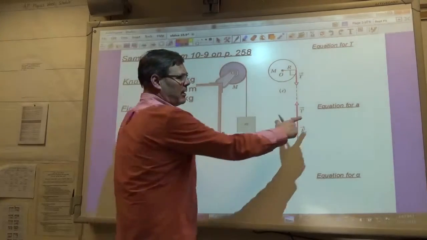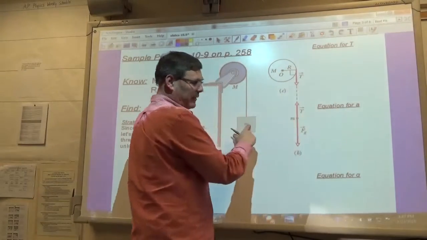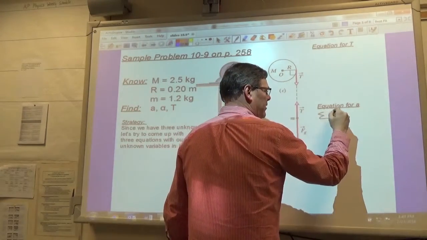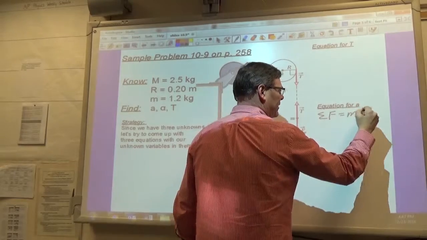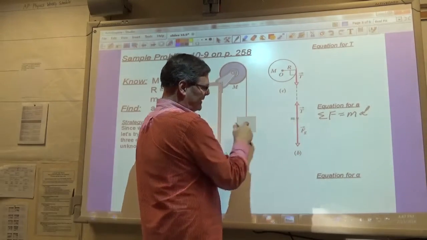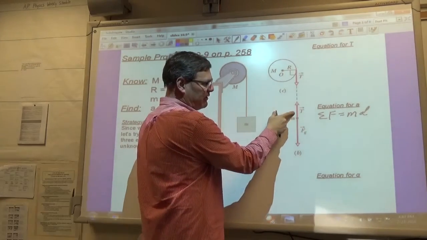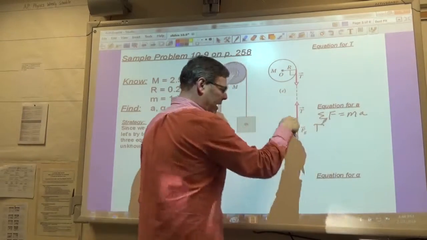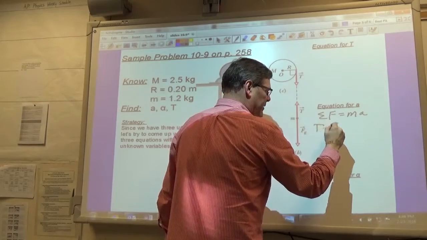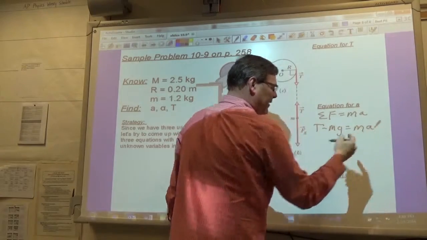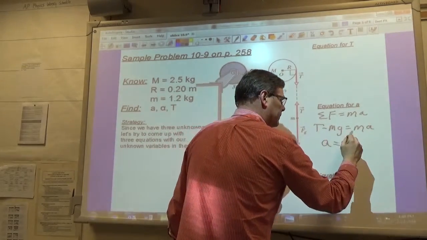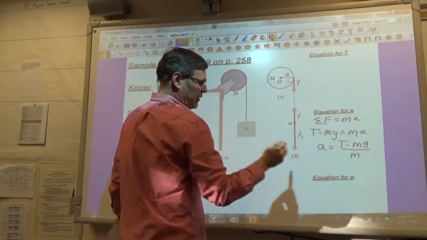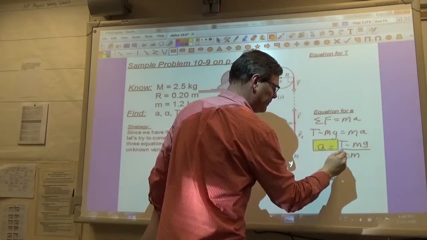So let's first try and come up with an equation for the acceleration of the falling mass. So I'm going to use Newton's second law. The sum of the forces is equal to mass times acceleration. And there's two forces acting on little m. There's the tension in the string upward, which I'll call the positive direction, and the weight, which is downward in the negative direction. And I'm going to solve that for A. So there is an expression for acceleration.